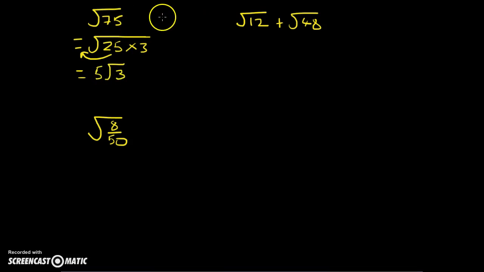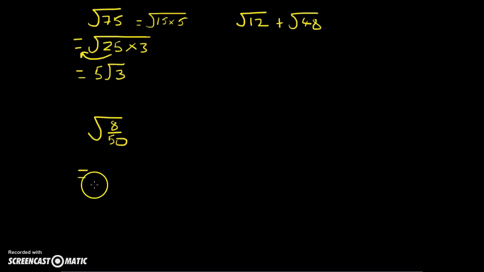Now another way you could have split up square root of 75 would have been into 15 multiplied by 5. But that wouldn't have helped you because you couldn't take the square root of 15 or the square root of 5. So when you split up the numbers, or find the two numbers that multiply together, one of them has to be a square number, like here.